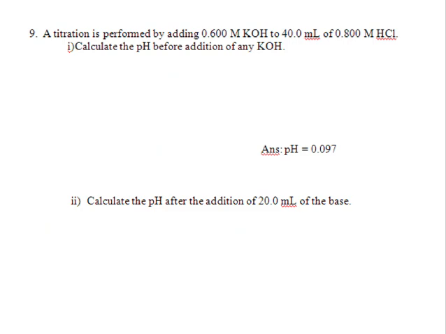A titration is performed by adding 0.6 molar KOH to 40 mils of 0.8 molar HCl. What's in the burette and what's in the beaker? HCl is in the beaker. KOH is in the burette. So our number of moles of HCl is going to stay the same because that's in the beaker and we're adding to it and adding to it. That is what we're ICE-ing.